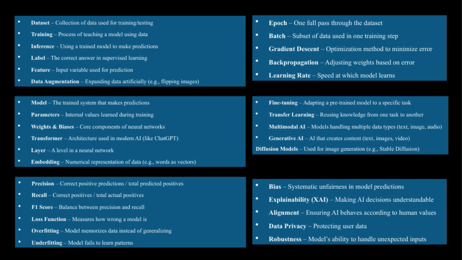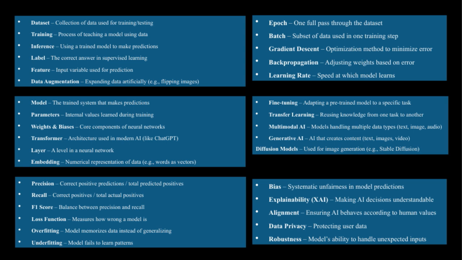The model itself is the trained system that makes predictions based on learned patterns. Parameters are the internal values the model learns during training, shaping its behavior. Weights and biases are the core components within neural networks that influence the output. Transformers are a modern architecture, powering models like ChatGPT, allowing us to handle complex language tasks effectively.